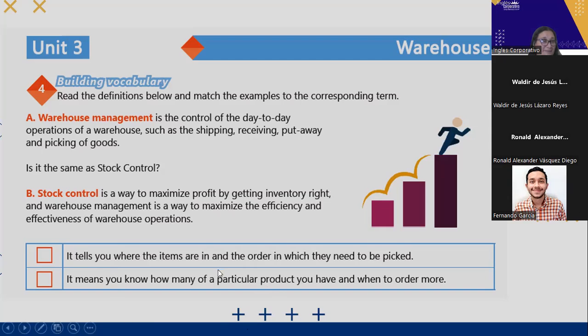All right, it tells you where the items are and the order in which they need to be picked. This would be the warehouse control, and it means that you know how many of a particular product you have and when to order more. So this would be the warehouse management. Is it the control of the day-to-day operations of the warehouse, or are both? The stock control. To me, both sound very similar. Yes, it's very similar, but in the first sentence, the last part says in which they need to be picked, and in warehouse management it says put away and picking, of course. So the first one would be warehouse management, in the order in which they need to be picked.